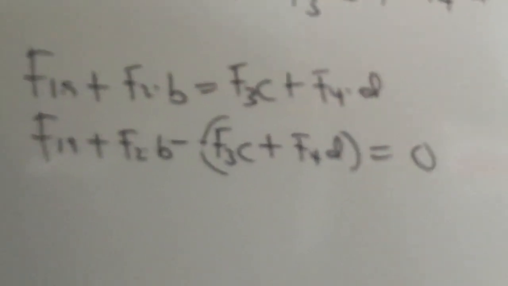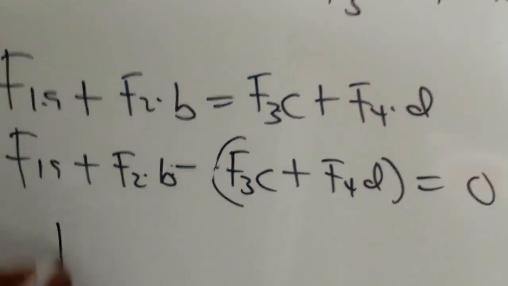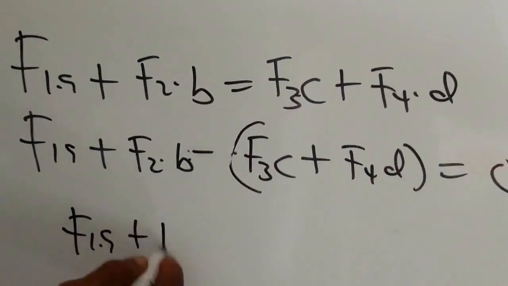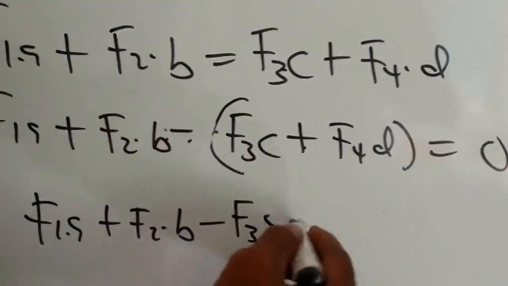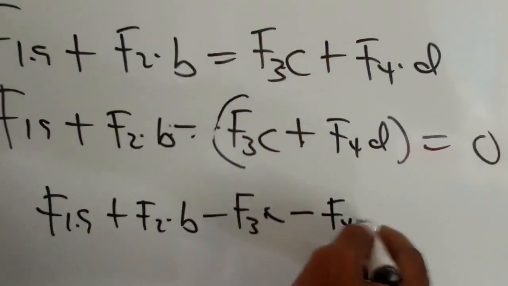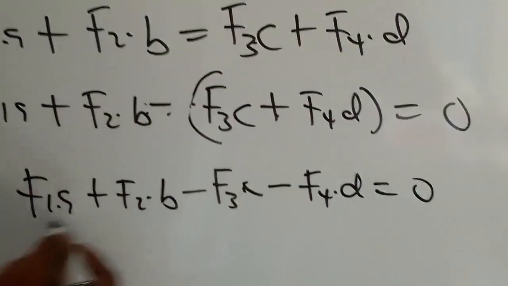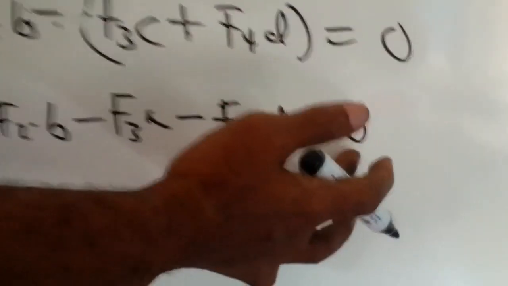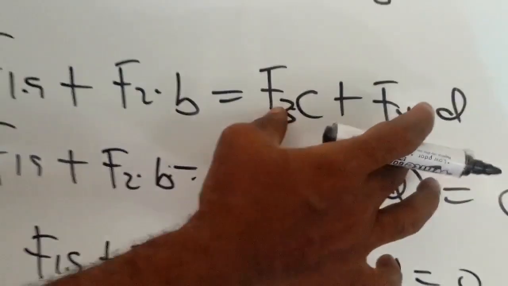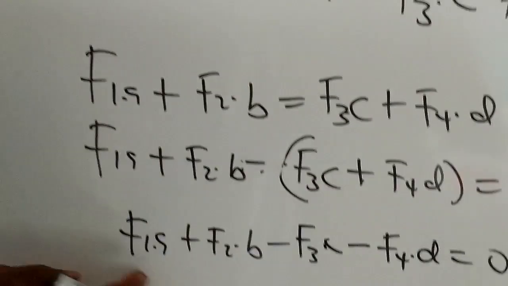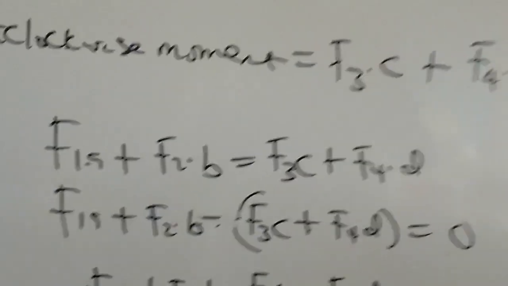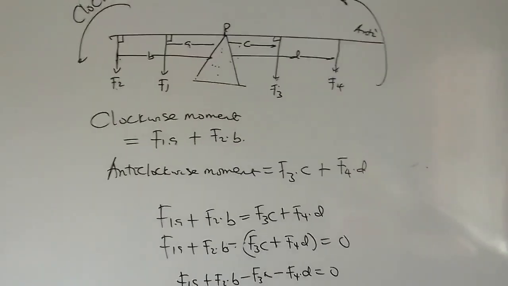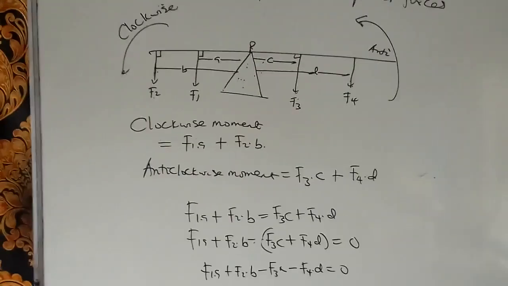We now be equal to zero, carrying all this to the right hand side. Then if you open the bracket, we now have F1A plus F2B minus F3C, open the bracket, and I have minus now F4D equal to zero. That means the algebraic sum of the moments will give you zero. Total clockwise equal total anti-clockwise. Or you carry this one to this side, the algebraic sum of the moment will now give us zero, as we illustrated here.